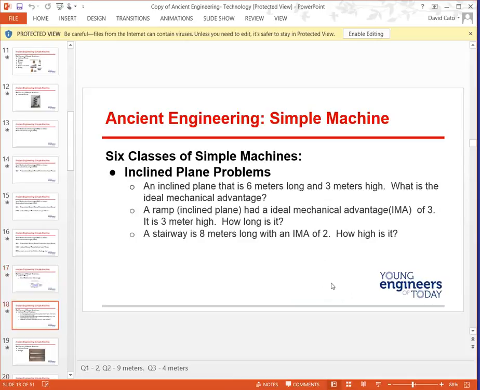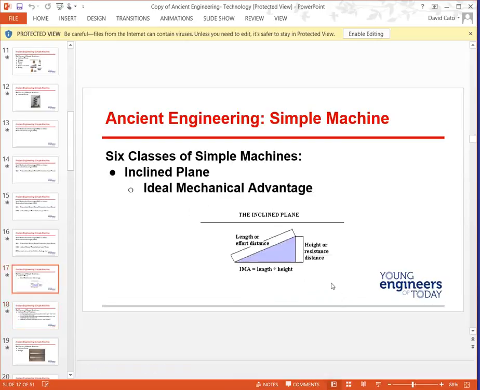Okay, so we have our inclined plane that is 6 meters long and 3 meters high. The length is 6 meters. The height is 3 meters. So the length divided by the height is 2. Does that make sense? 2. Okay. Easy.